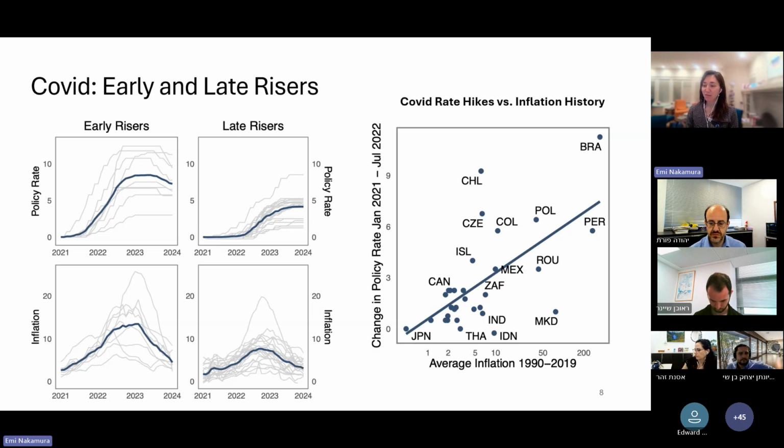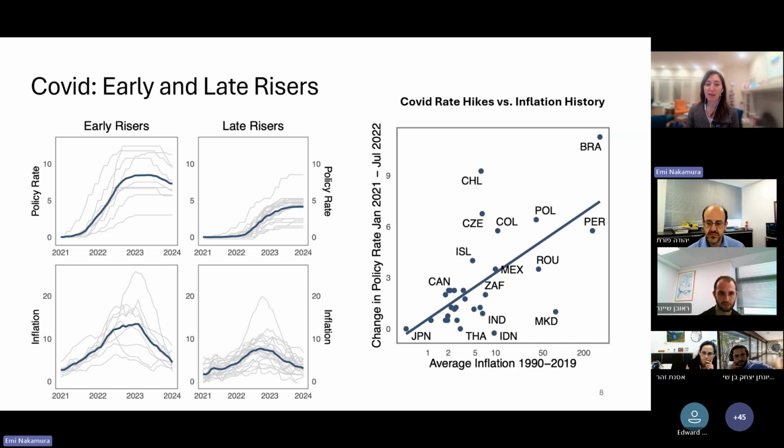So I think there are a lot of things potentially going on here, but this right-hand side graph provides some insight into what might be going on. So on the x-axis here, we have average inflation over the 3 decades preceding COVID. And on the y-axis, we have the increase in interest rates at the beginning of the COVID inflation surge, in the first half of the sample period that I talked about, so 2021 and the first half of 2022. So what this is showing is that there's a strong upward sloping relationship between the two variables.